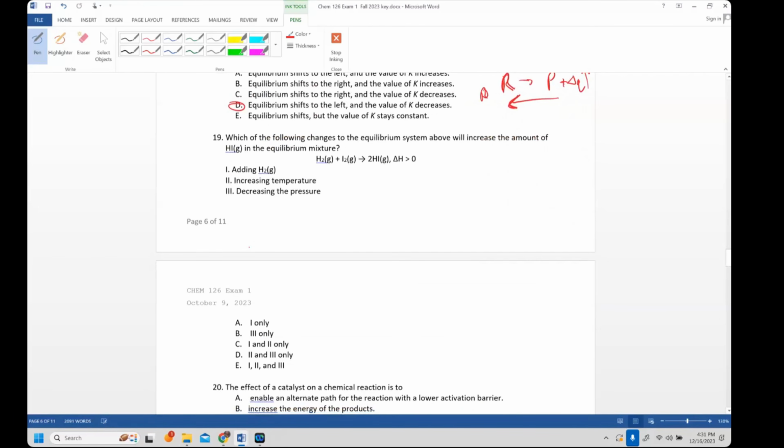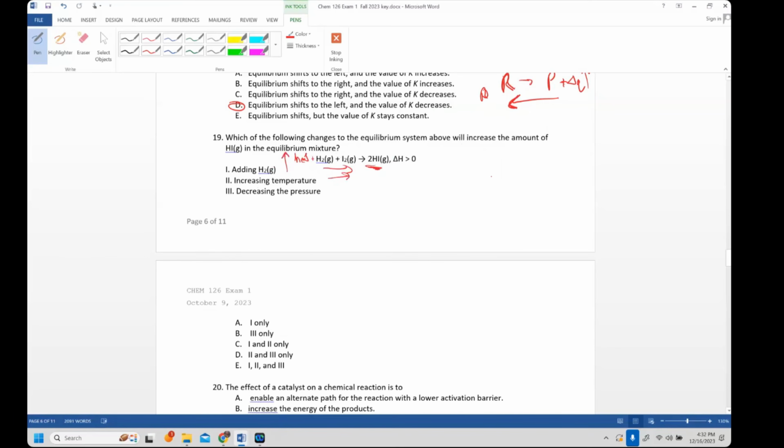All right, next, number 19. Which of the following changes to the equilibrium system above will increase the amount of HI in the equilibrium mixture? So again, Le Chatelier's principle. Delta H is positive. That means it is endothermic, meaning the heat is in the reactants. So we're looking for a change that will increase the amount of HI. HI is right here, so we want it to move to the right. If we add H2, yes, that'll go to the right. Increasing temperature, increasing heat, yep, that'll go to the right.